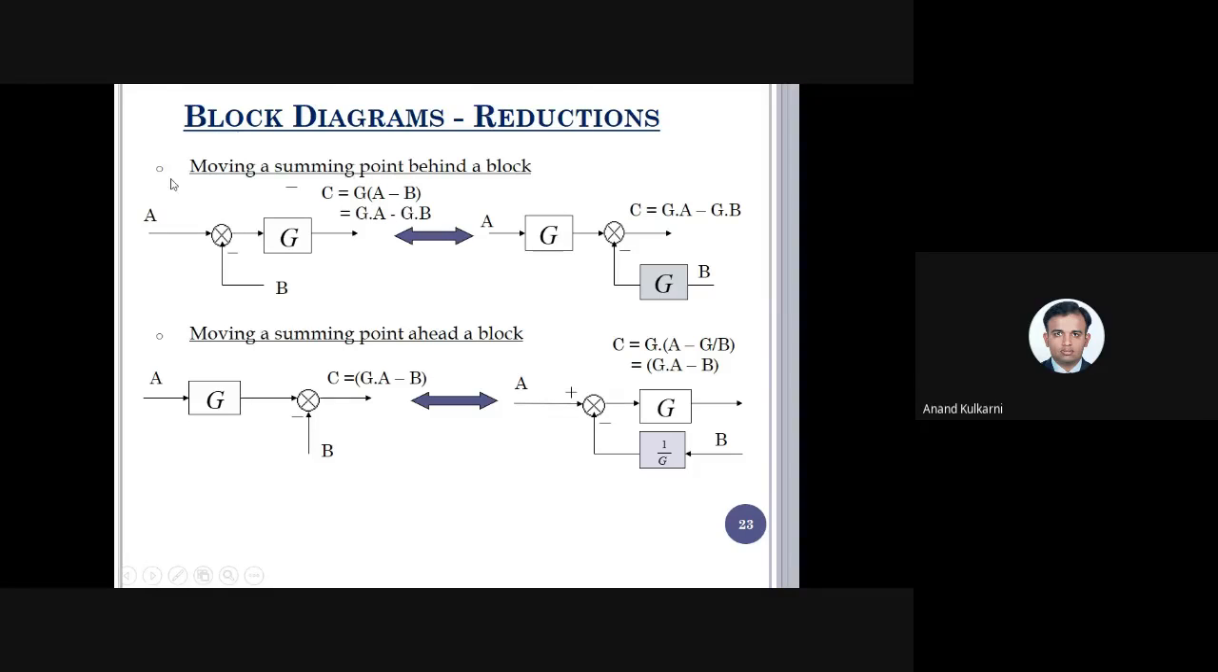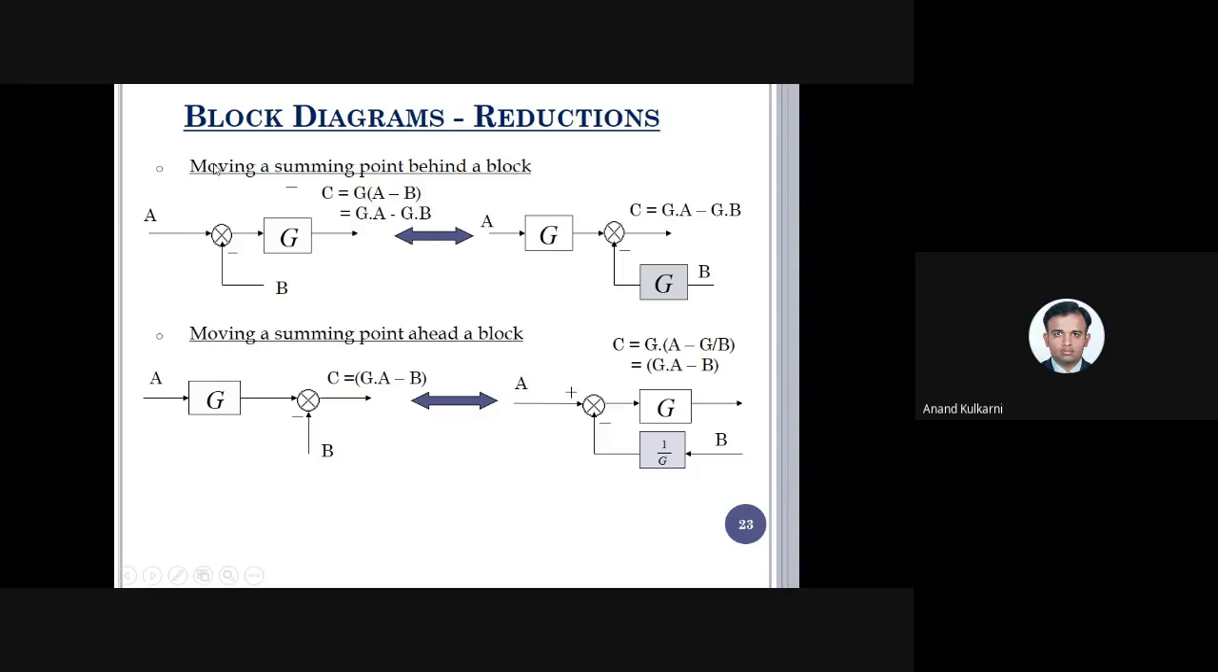So in this condition, when I take the summing point ahead of the block, the signal has to be multiplied by the transfer function which is in this block. So remember, when I take the summing point from behind the block and move it in front, the signal which has been moved has to be multiplied by the transfer function of the block which we have moved. So if it was G1, it should be G1. If it is G2, it should be G2. So as in this case, it is G.